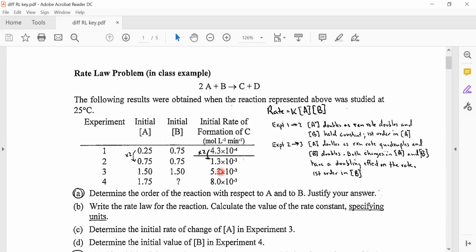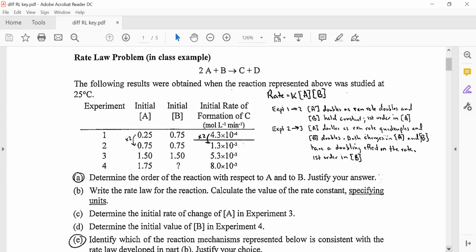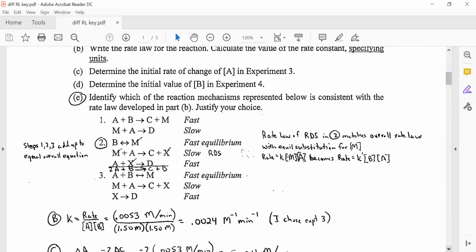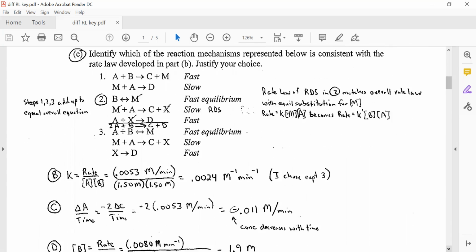So what's going to happen is A is going to be what? It's going to be double that, except it's going to be negative because it's decreasing, so instead use a negative sign to indicate that it's decreasing. I showed this mathematically: change in A over time is the same as -2 times change in C over time. I have to double it because there's twice as much A, and that negative just says it's decreasing.